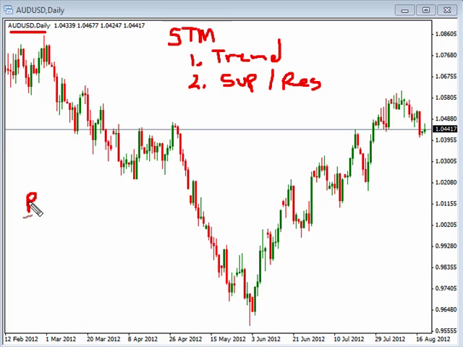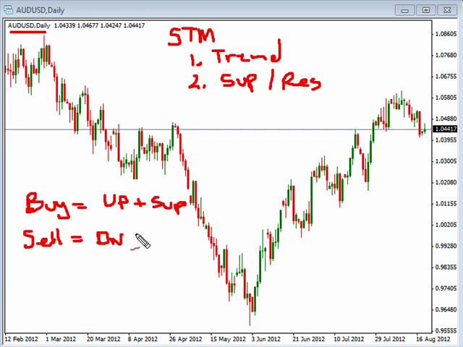Now, if we're going to go buy or go long the pair, we want the trend to be up, and we want to be near support. If we're looking for opportunities to sell, then we want the trend to be down, plus we want to be near a resistance area. And so those are the things that we're going to look to identify. Now, whether we trade the daily chart or not, we still want to know where we are in relationship to those things so that we can trade them in the proper direction.